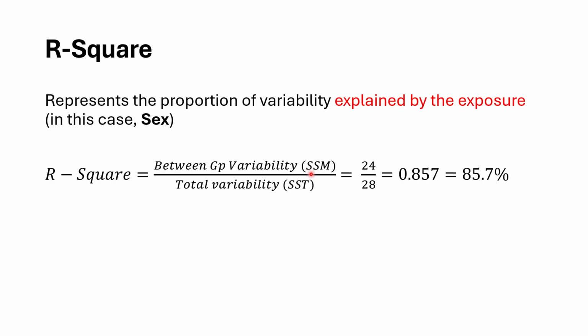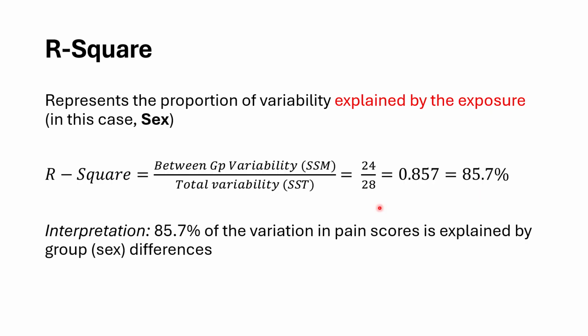We have just calculated that between group variability, that was the difference in the pain scores between males and females, which comes down to be 24. And we know that the total variability in our sample was 28. So if we divide 24 by 28, we get 0.857, which is like 85.7%. So the interpretation would be that in our cohort of those 6 individuals, 3 females and 3 males, 85.7% of the total variability in pain scores is explained by the group differences.